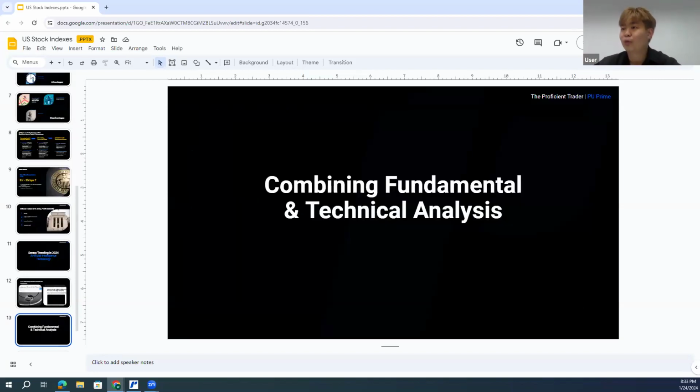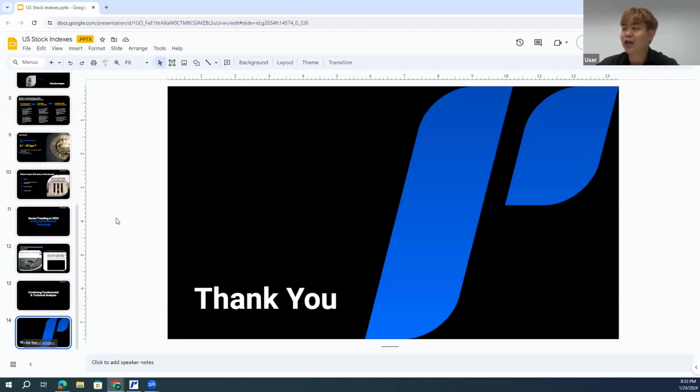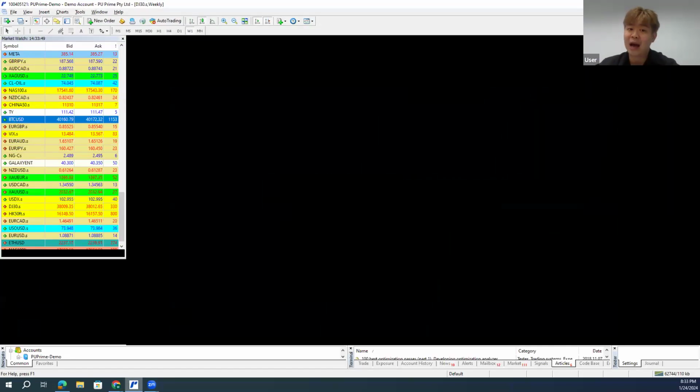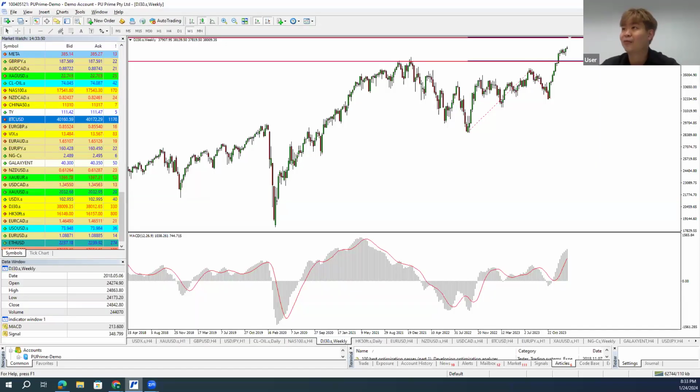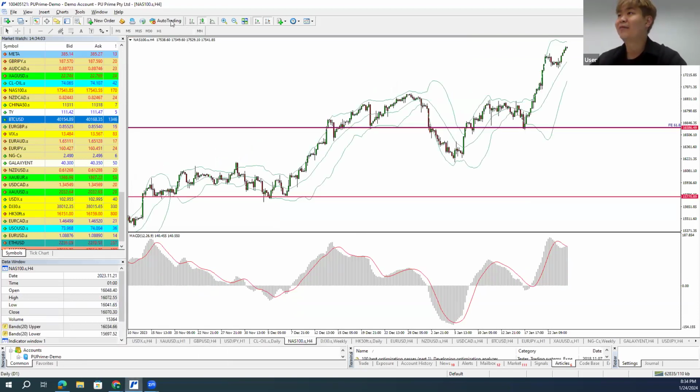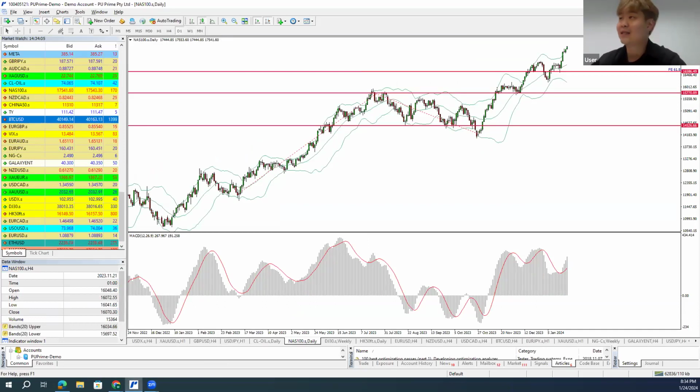Now we are trying to combine fundamental as well as technical analysis on certain charts for you to have a better understanding of it. For example, I've tried to prepare a very short analysis for you on several important US equity indices. I will analyze the Dow Jones and the Nasdaq for you. The first chart we are going to focus on is the Nasdaq.